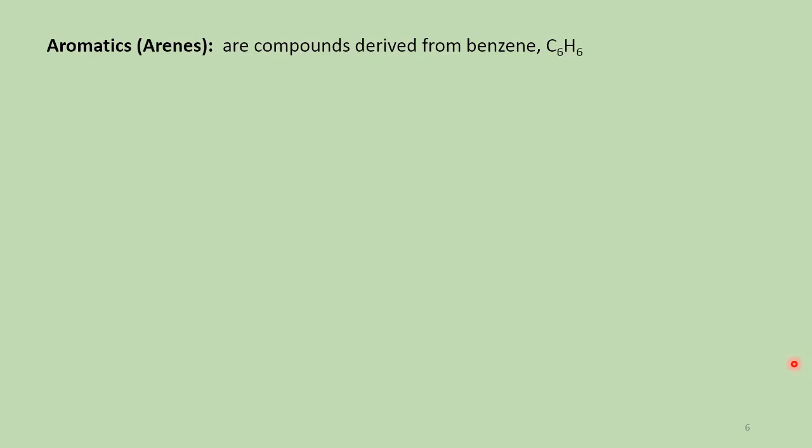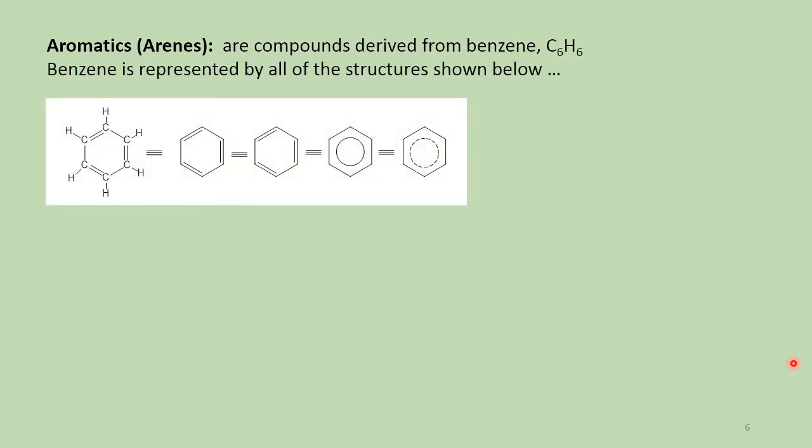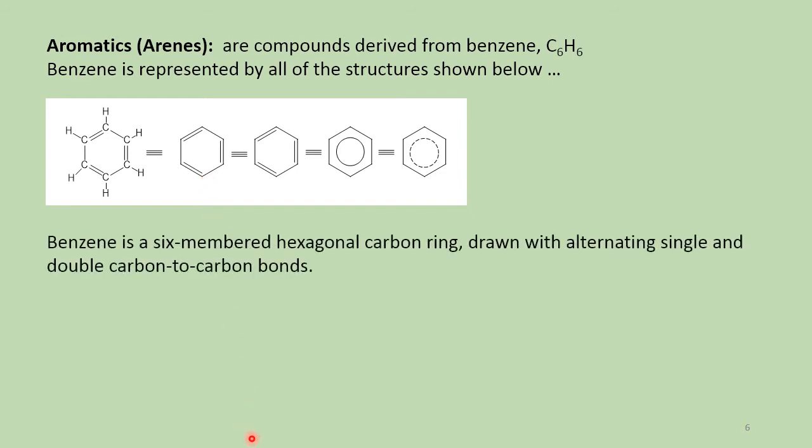Aromatics, sometimes called arenes, are compounds derived from benzene, C6H6. Now, benzene is represented by all of the structures that are shown below. In this structure on the left, all carbons and hydrogens are shown. Other models are skeletal structures, and it's understood that there's a carbon at the end of every line or at the junction of any two lines. Hydrogens are not shown in these structures. So benzene is a 6-membered hexagonal carbon ring. It has an alternating pattern of single and double carbon-to-carbon bonds.